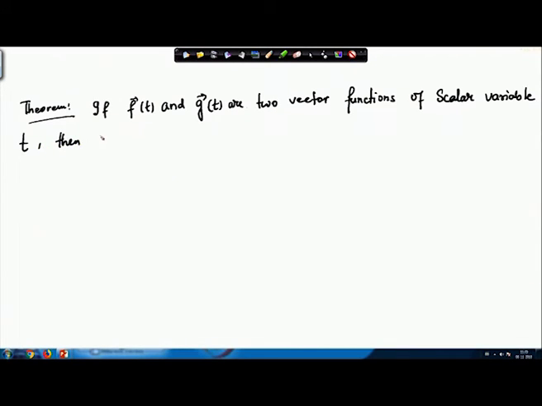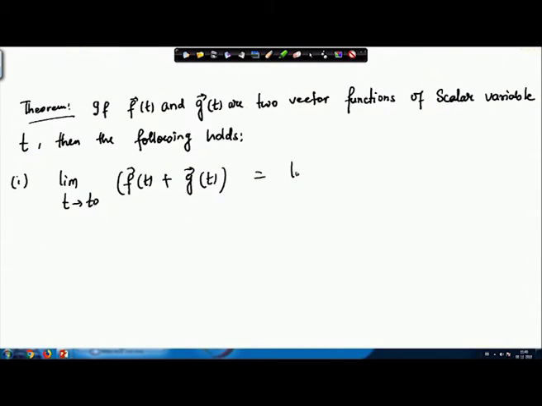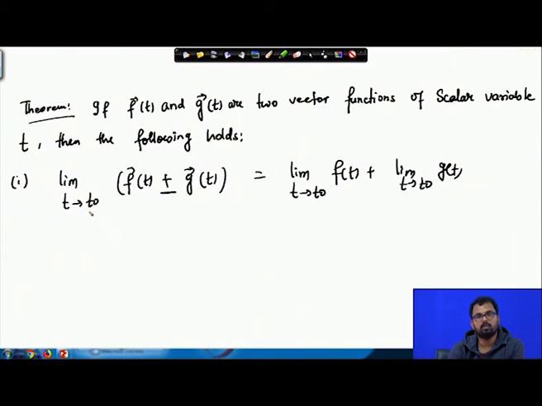then the following holds. So, what are the following? First one is limit t goes to t0 of vector function f(t) plus vector function g(t) is equal to limit t goes to t0 of f(t) plus limit t goes to t0 of g(t). So, the limit of the sum is equal to the sum of the limits, all right. Now, similarly, for a subtraction, the limit of the difference is equal to the difference of the limits. So, this is also true.